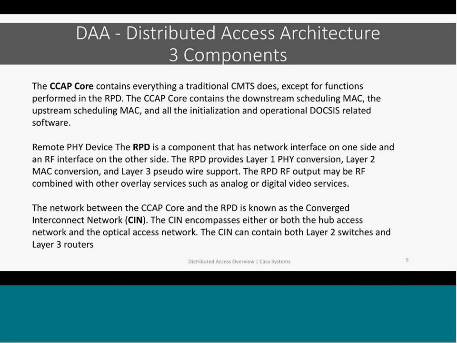If you break down DAA, the distributed access architecture, into three components, what are the three base functions? We have the CCAP core, the RPD, and the CIN. The CCAP core, by definition, has to do everything that a traditional CMTS does, except it has to add the ability to separate the MAC, the scheduling function of the DOCSIS communication protocol. It puts the scheduling function on the CMTS, within what's called the CCAP core. The RP, the remote PHY device, is the QAM upconverter. It's the physical upconverter.